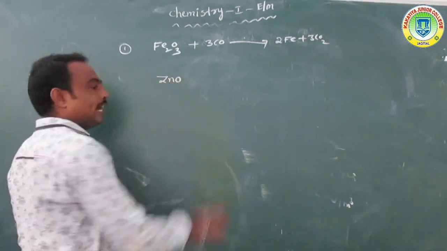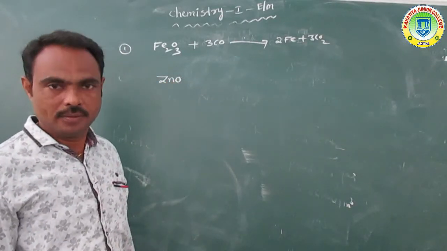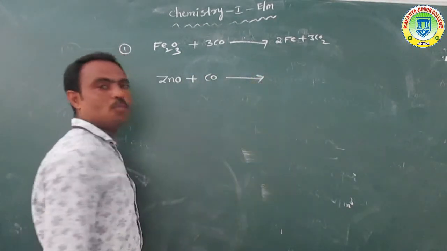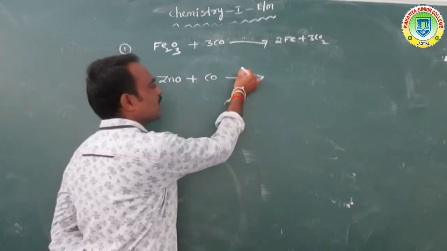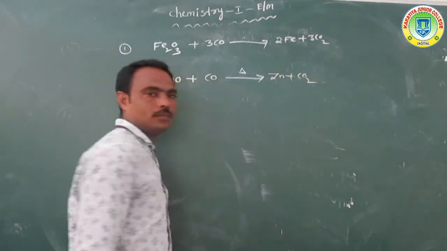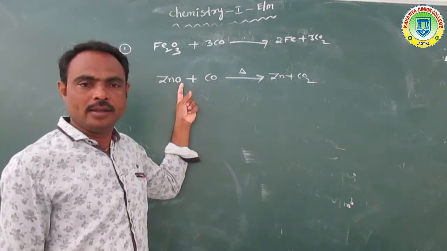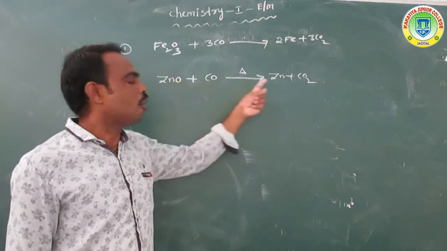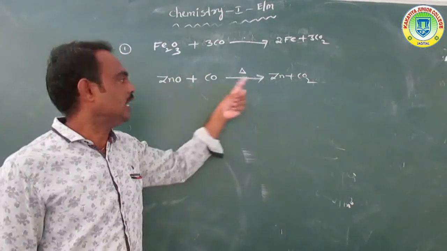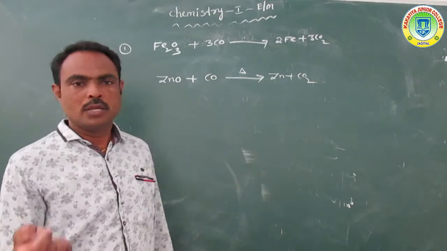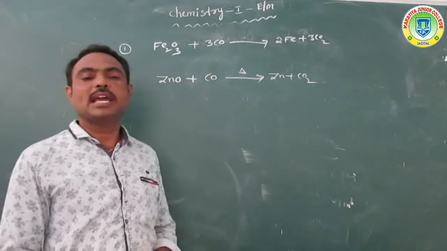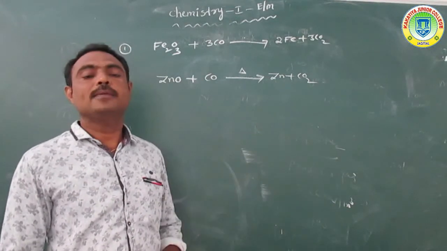Suppose ZnO, zinc oxide. The zinc oxide reacts with carbon monoxide at certain temperatures to form zinc plus CO2. So zinc oxide, a metal oxide, is converted to metal. This is the use of the chemical properties of carbon monoxide.